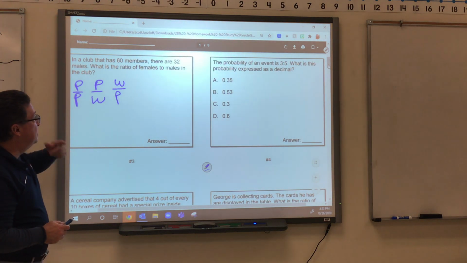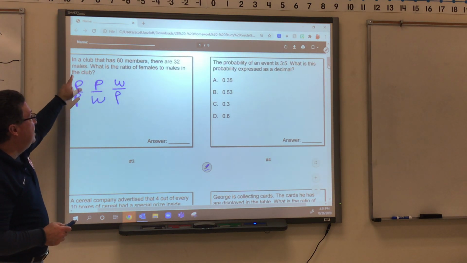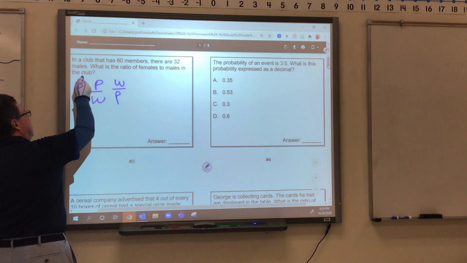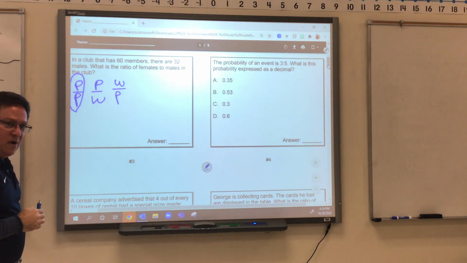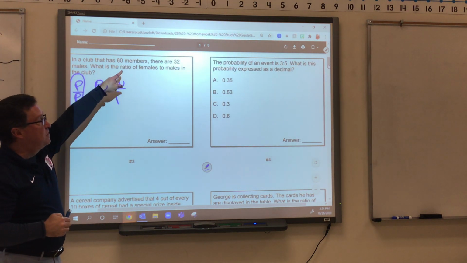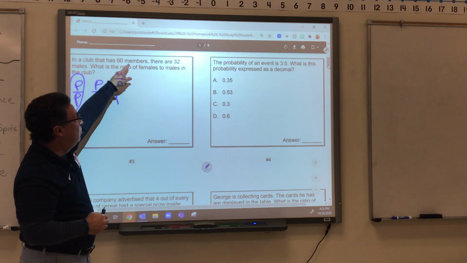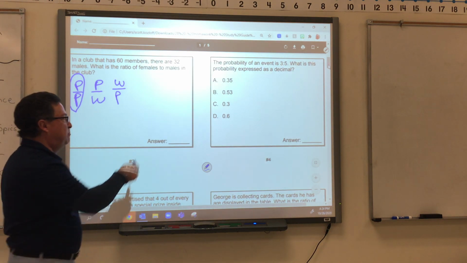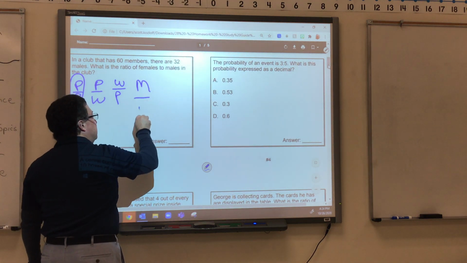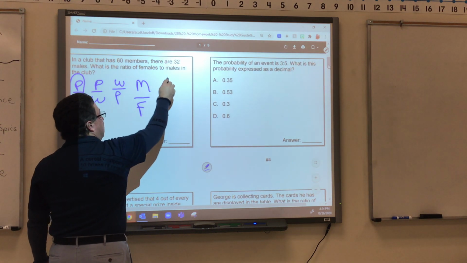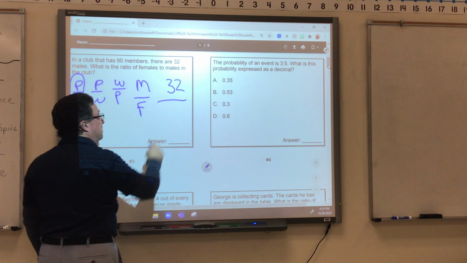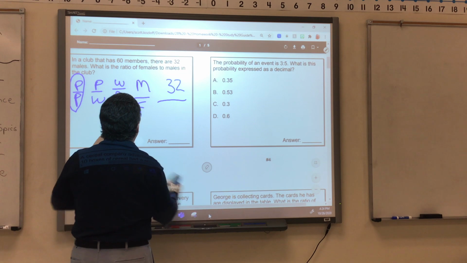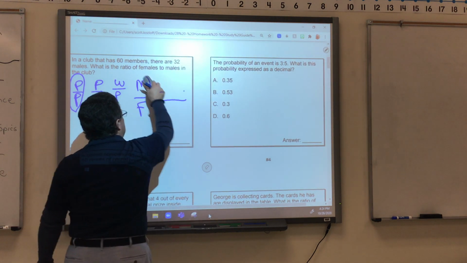So, the first question says, there are 32 males, and I want to know how many females there are. That's going to be a part-to-part question. However, in the first statement, I have whole to part. So I have to change that around to be a part-to-part. I want males to females. So I know that there are 32 males, so that's going to go in first. I'm sorry, I did that wrong, my apologies. I want to know the ratio of females to males.